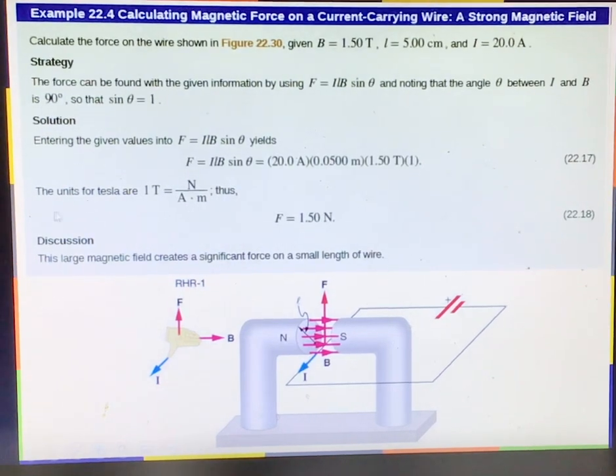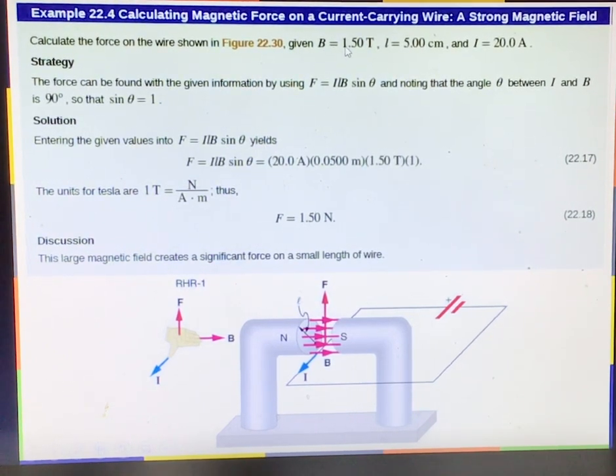All right, so now let's look at this one example right here. Suppose I want to calculate the force on a wire as shown in this picture. It tells us the strength of the magnetic field is 1.50 Teslas, the length of the wire is 5.0 centimeters, and it carries a current of 20.0 amps. In this example, we notice that the magnetic field is at 90 degrees with respect to the current. So when I take the sine of 90, it's just going to be equal to 1. And so if I plug it into this equation, I get a force that is equal to 1.50 newtons.